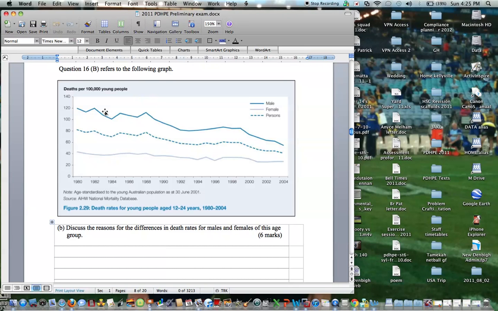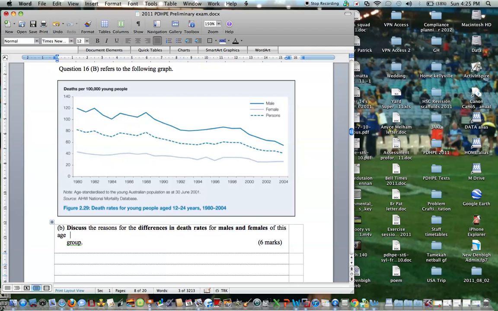Question 16b asked the students to look at this graph showing the males, the people, total, and also females, and then discuss the reasons for the difference in death rates for males and females of this age group. So discuss being our key term, the reasons for. Now, differences in death rates, which is what the graph's about, death rates for young people, for males and females of this age group.